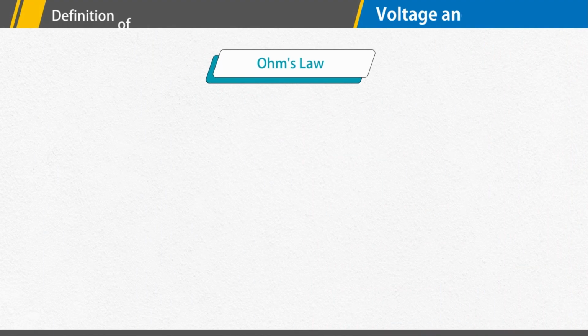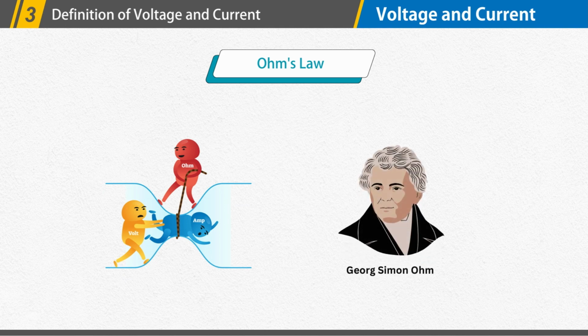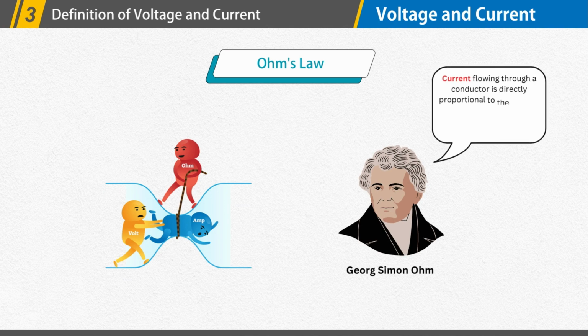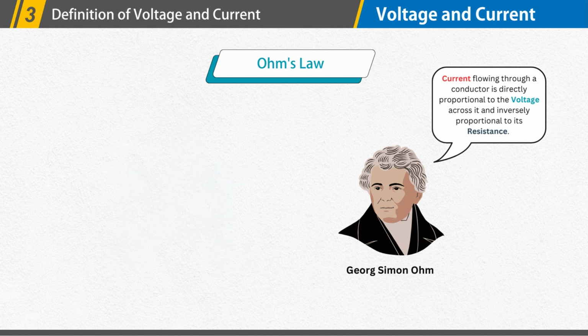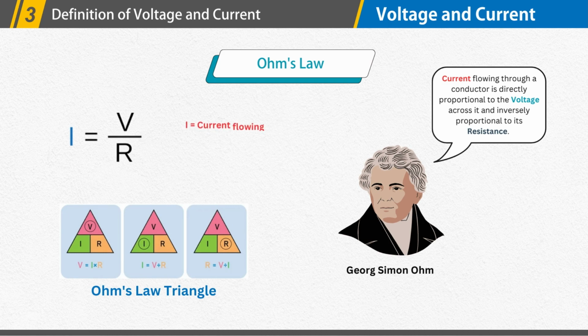The relationship between voltage, current, and resistance is described by George Simon Ohm, a German physicist, in Ohm's law, which states that the current flowing through a conductor is directly proportional to the voltage across it, and inversely proportional to its resistance. Mathematically, Ohm's law is expressed as I = V/R, where I is the current flowing through the conductor, V is the voltage across it, and R is its resistance.